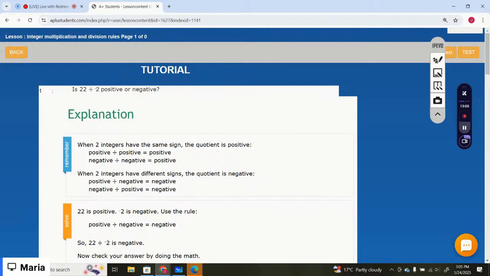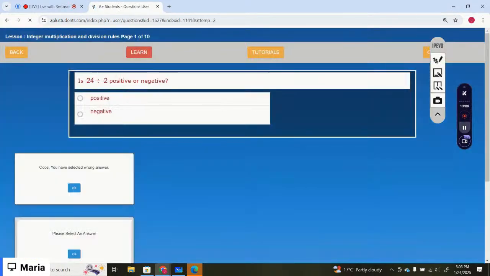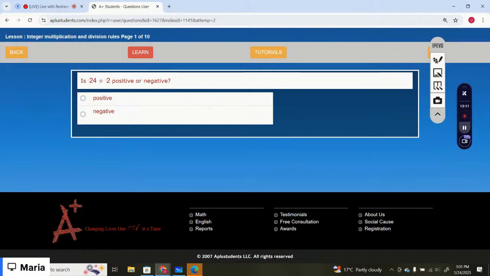So let's just start with the test questions. Positive divided by positive: if two numbers have the same sign, the answer is positive. And if they have different signs, like if either of the numbers is negative, the answer is negative. Got it?